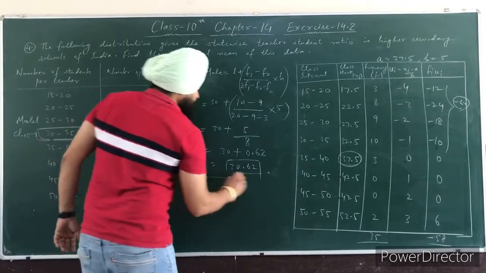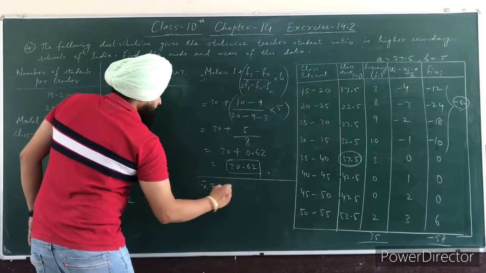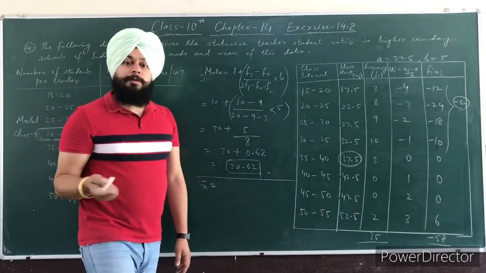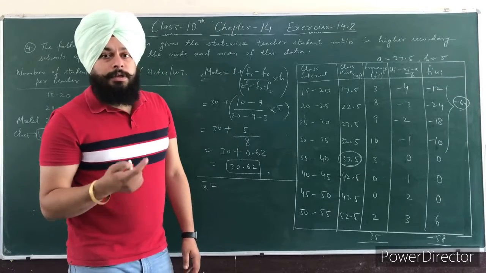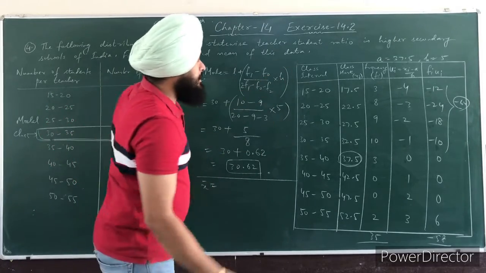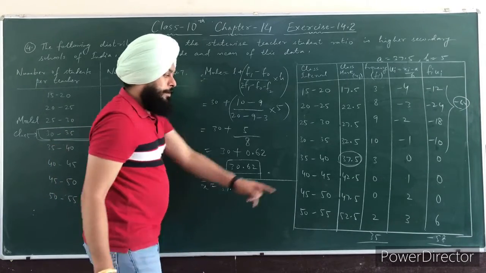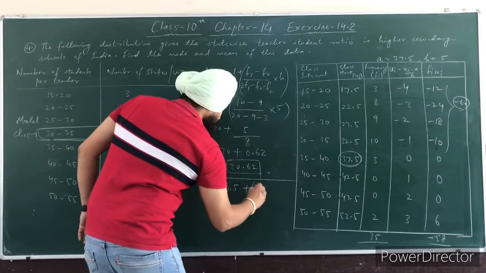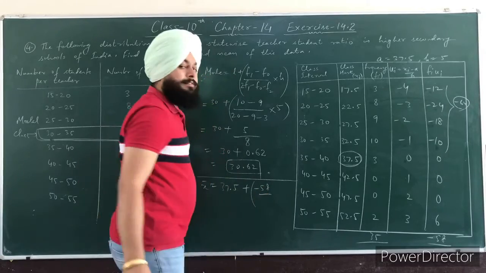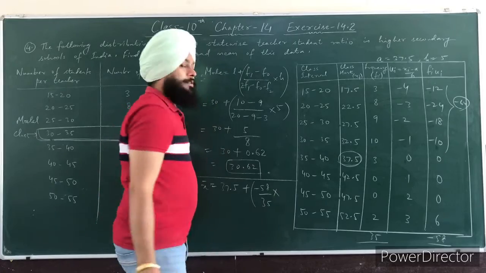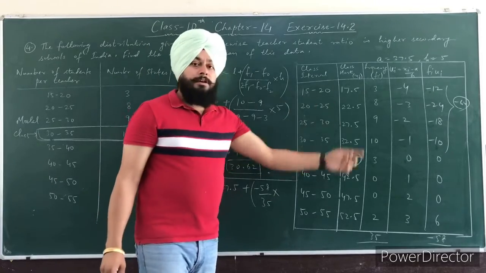Now put this value in the formula of mean. So mean is what? a plus summation fi ui upon summation fi, into h. So what is a? a is 37.5 plus summation fi ui, it is minus 58, divided by summation fi, which is 35, into h. h is the class size. It is how much? 5.